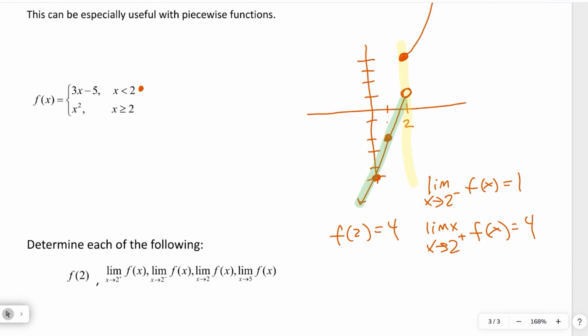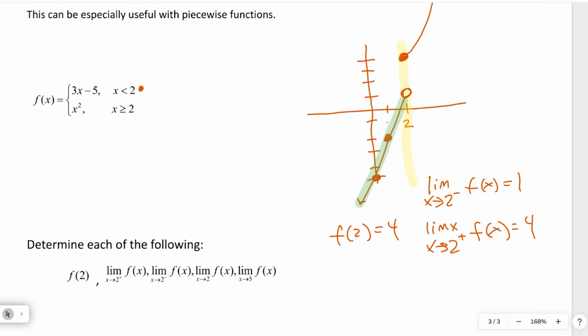Now, when you're trying to evaluate these one-sided limits, if you don't want to bother with the graph, and you understand that these two are both continuous functions in and of themselves, then you can use direct substitution. You just need to know which number to substitute into. For the left-hand limit, I would substitute 2 into the left part, 3 times 2 minus 5. The right-hand limit, I could just substitute into the right-hand part. 2 squared is 4.